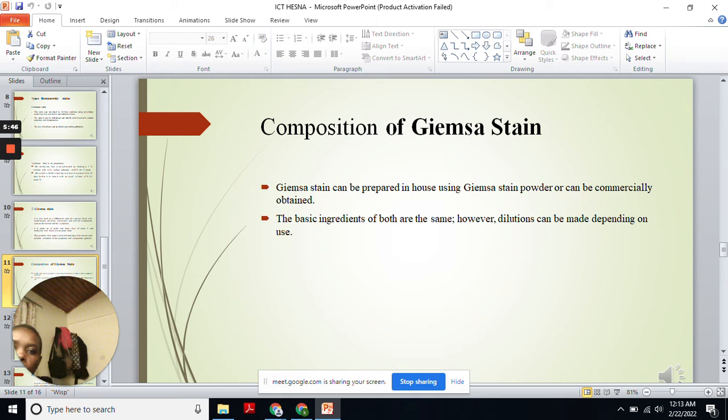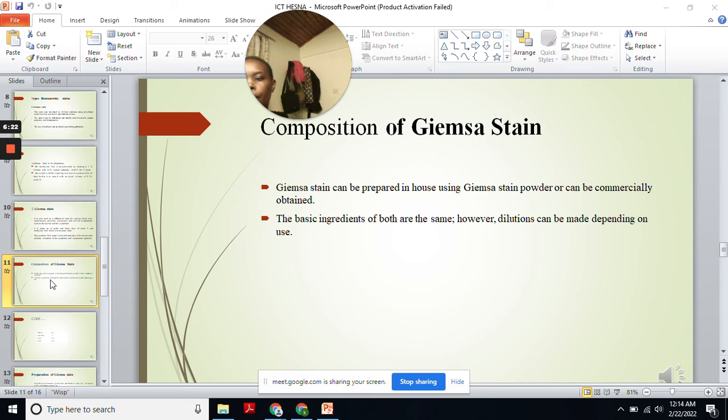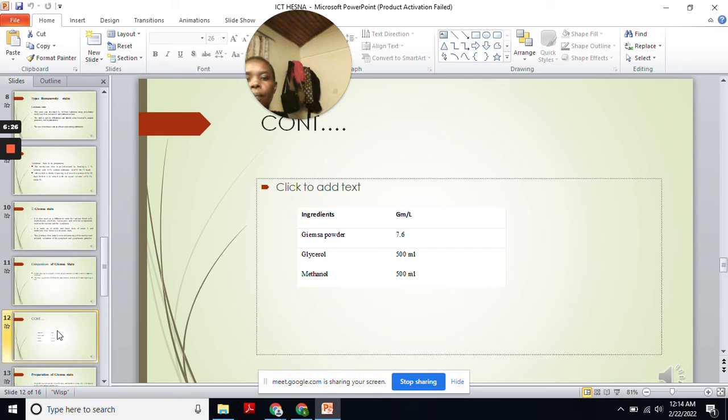Let's now see the composition of Giemsa stain. Giemsa stain can be prepared in-house using Giemsa stain powder or can be commercially obtained. The basic ingredients for both are the same. However, dilution can be made depending on the use or the manufacturer's instructions. The composition has ingredients and their concentration: Giemsa powder, 7.6 grams per liter, glycerol 500 ml, and methanol 500 ml.